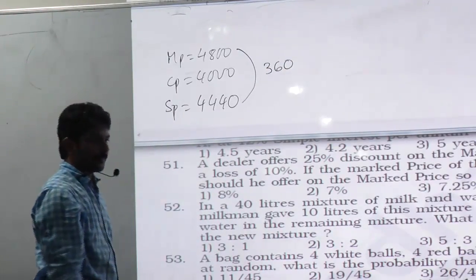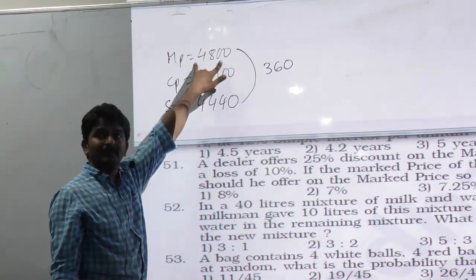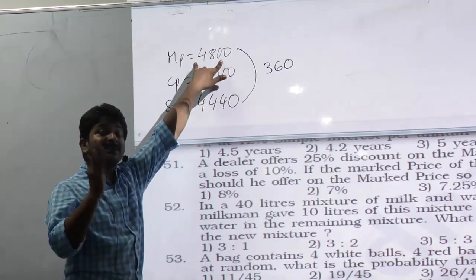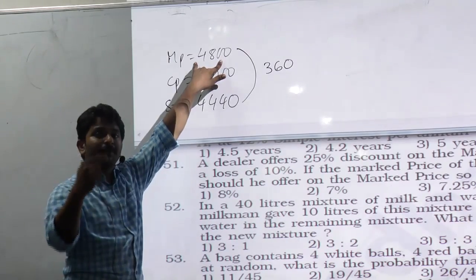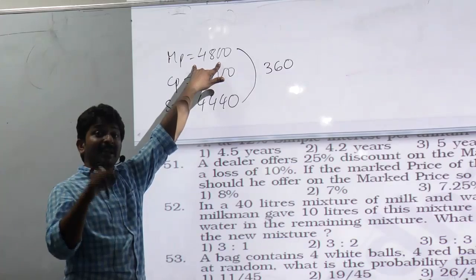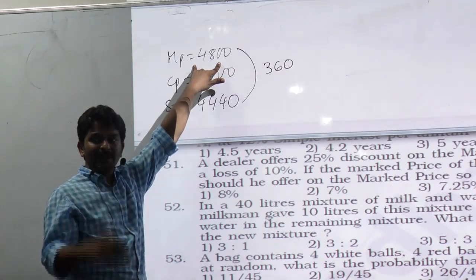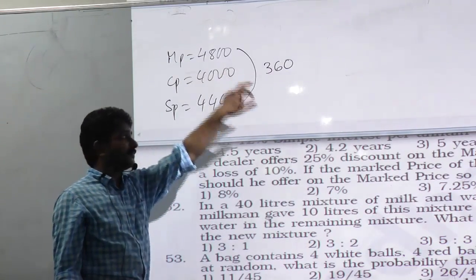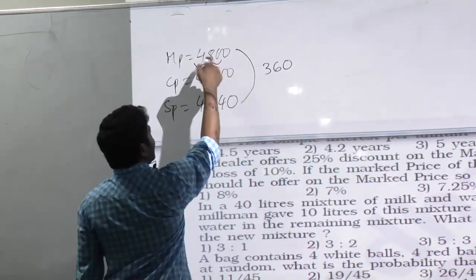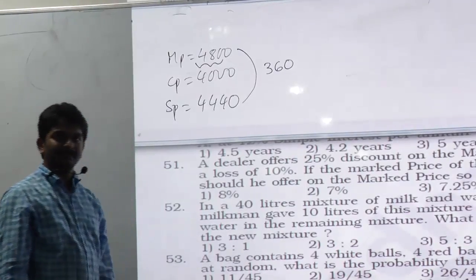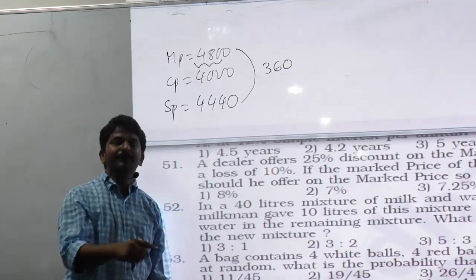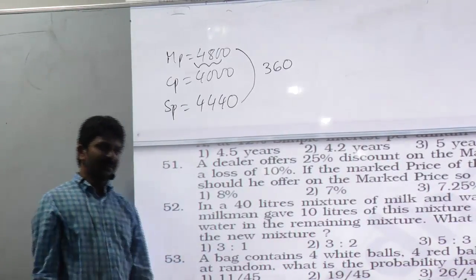360. What about 10% of this? 480. What is half of 480? What is half of 240? 240 plus 120. So 10%, half is 5%, again half 2.5%, total 7.5%, right? 7.5%. See, basically 360 is 3/4 of 480. 3/4 of 480. 480 is 10%. 3/4 of 10% is 7.5%. Straightforward.